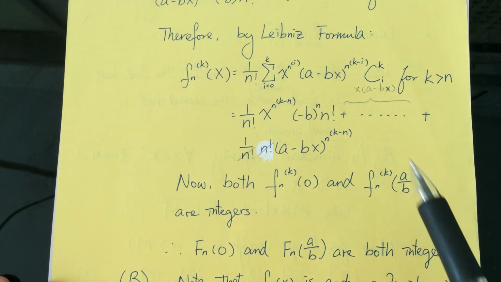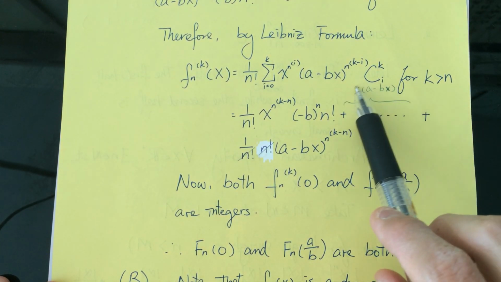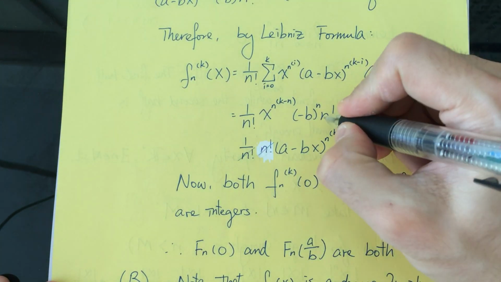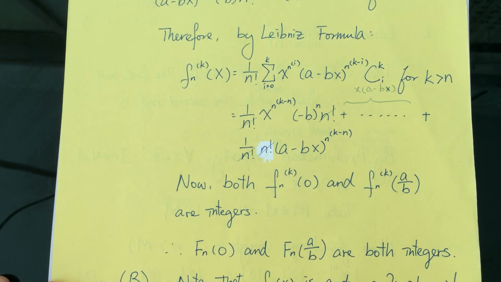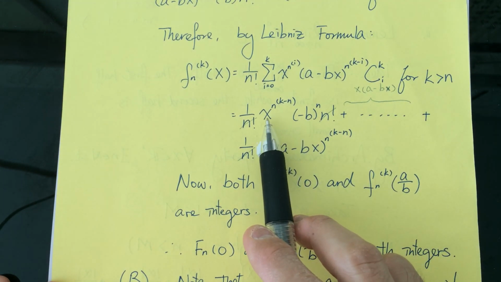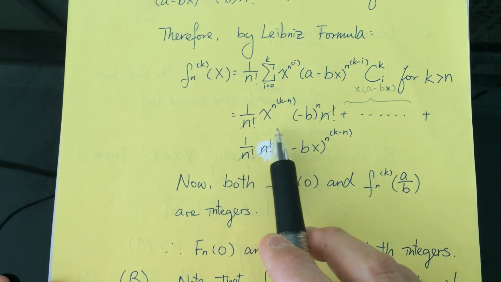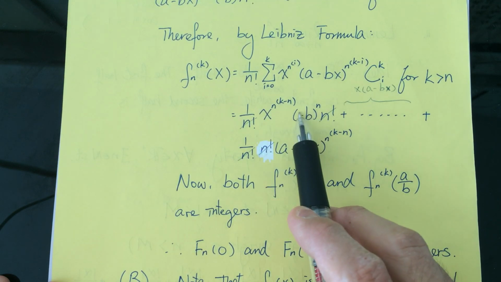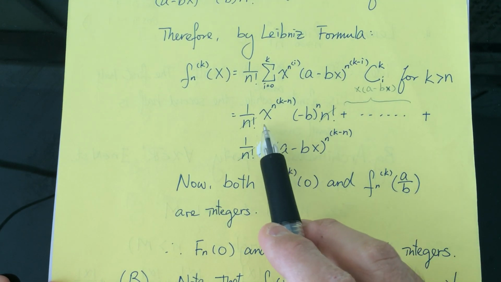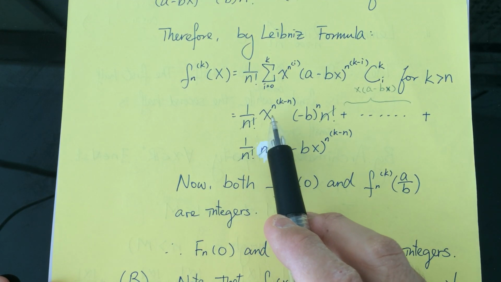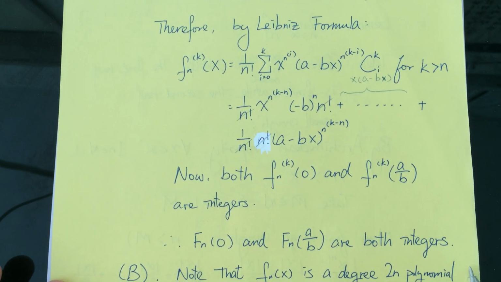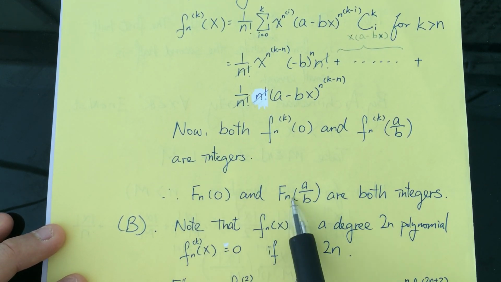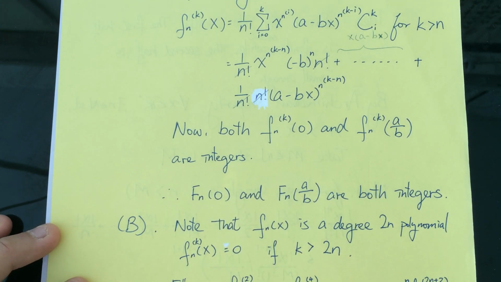Similarly, I put a over b into this expression. This part is the same as above. This is 0. This part is 0. And as for this part, the n factorial and n factorial cancel. That means no fraction. And then for this part, you substitute x equals a over b. Note that the power of this one is less than the power of this one. That's why the fractional part will also be cancelled. That means this is also an integer. So by this tedious calculation, we find that f_n(0) and f_n(a over b) are both integers.